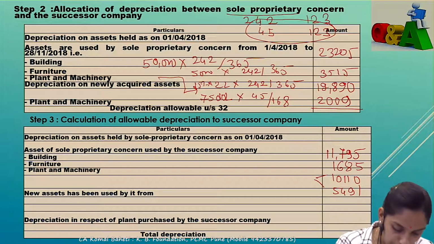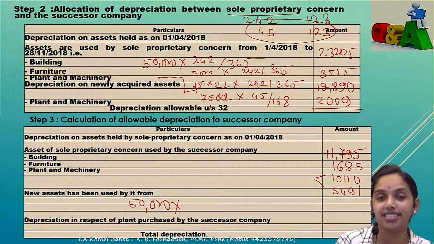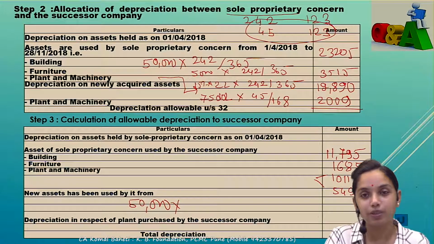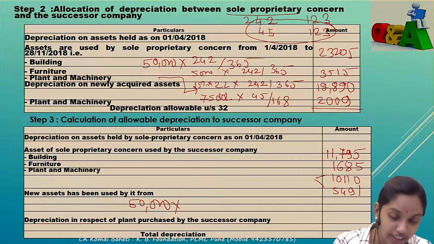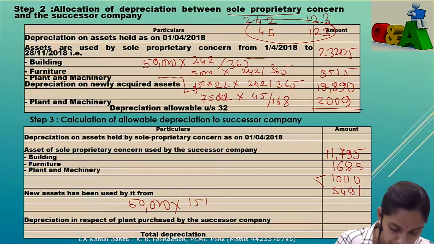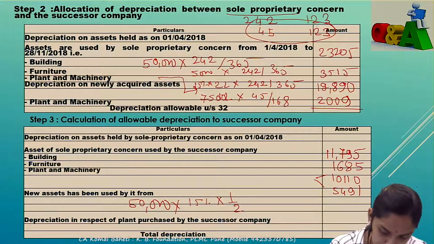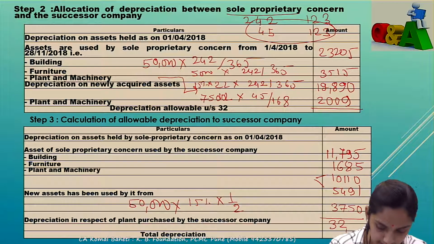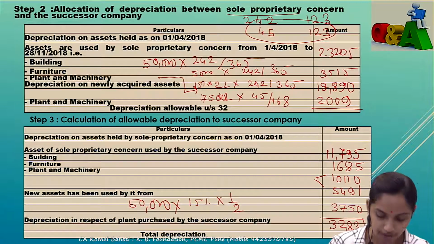And that new asset is used only by the firm. Correct? For that, how to calculate? 50,000 may be required. It is after the succession had taken place on the 29th of November. If it is purchased after that, obviously put to use क्या होगा? Less than 180 days. So the rate of the depreciation will be half of the prescribed. Correct? So how much would be the depreciation on that? 3,750. So this would be the total depreciation allowed to the successor company. That is 32,831.